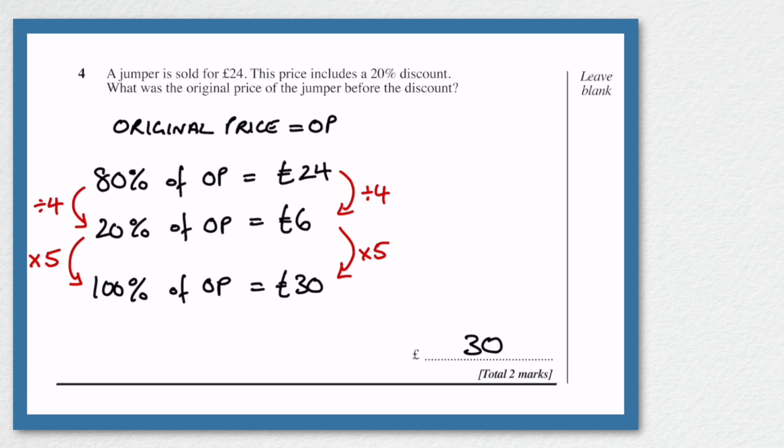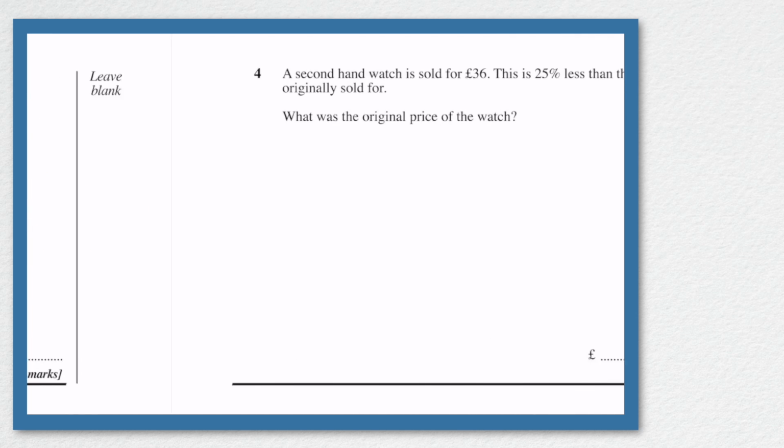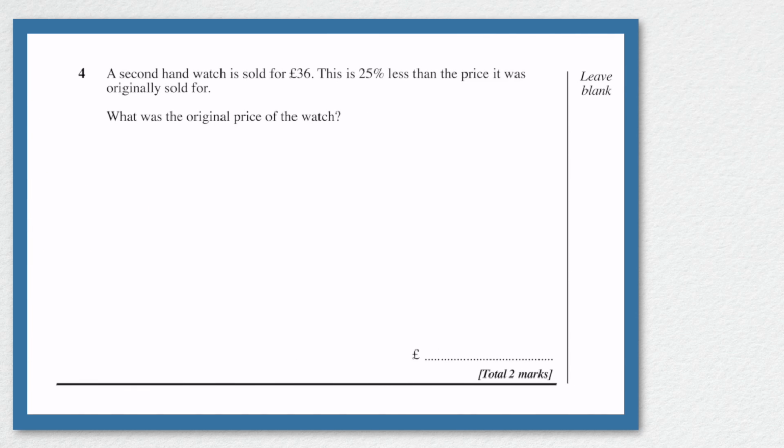Now there are different ways of working this out, but however you work out the answer, 1 mark will be given for the working out and 1 mark would be given for the correct answer. Have a look at this question. A second-hand watch is sold for £36. This is 25% less than the price it was originally sold for. What was the original price of the watch?